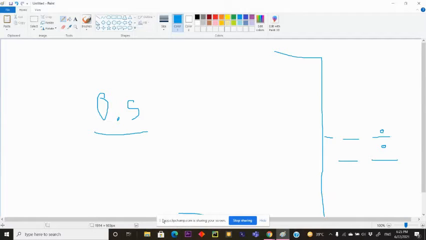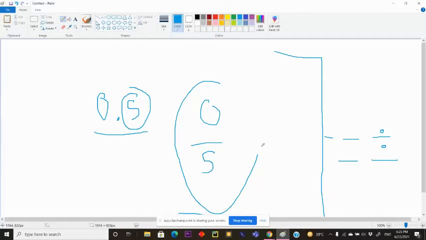It does not come in whole numbers. What does a whole mean? Full. And this is a part of a whole. You can say it is 0 by 5. So it is not a whole number.